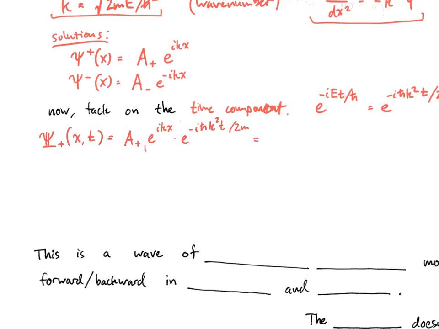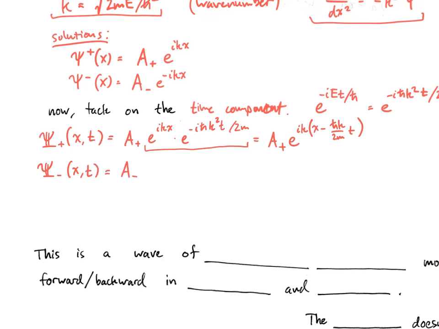And I can combine what's above these two exponents into a single exponent, and this becomes a plus e to the power of i(kx minus ħk/2m times t). So that's kind of interesting. Let's write now the negative one before I explain what the interpretation of that expression is.